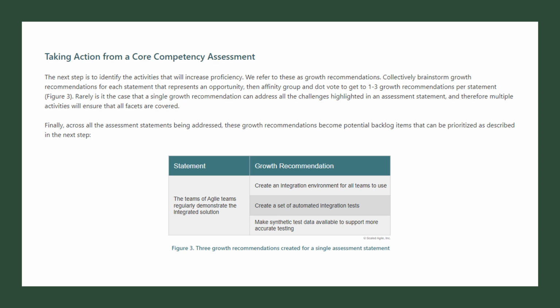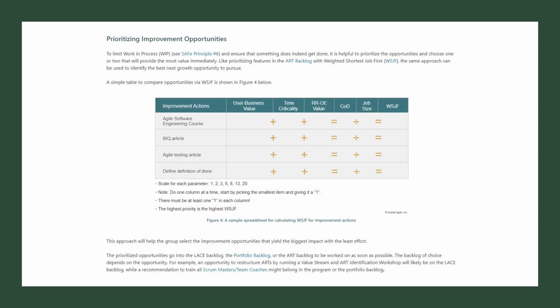The statement was: the agile teams regularly demonstrate the integrated solution, right? So this is the statement. And the growth recommendations are: create an integration environment for all teams to use, create a set of automated integration tests, and make synthetic test data available to support more accurate testing, right? So this is how we can create growth recommendations and you can act upon them. Once you identify the growth opportunities, then you prioritize the improvement opportunities, right?